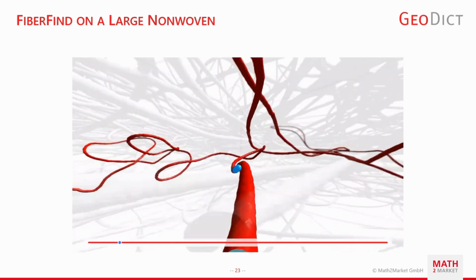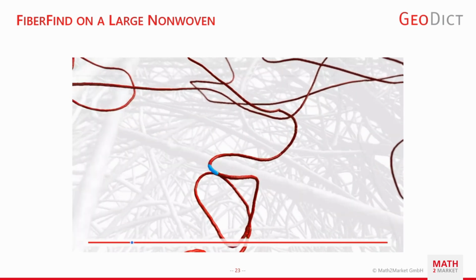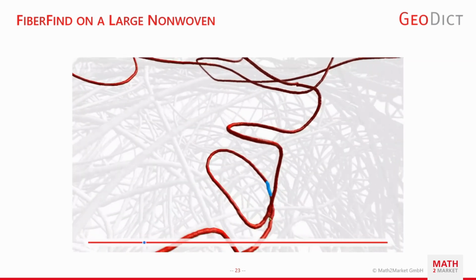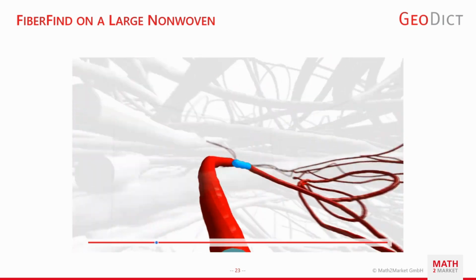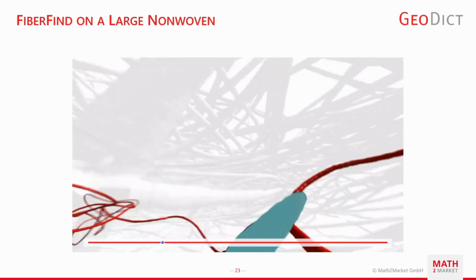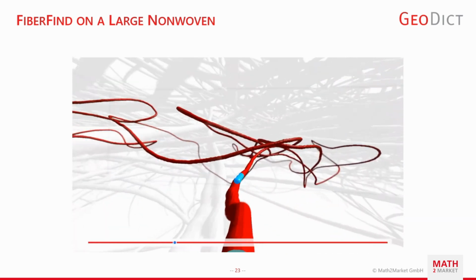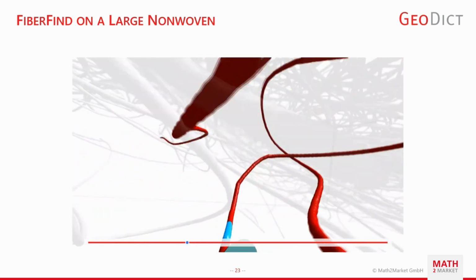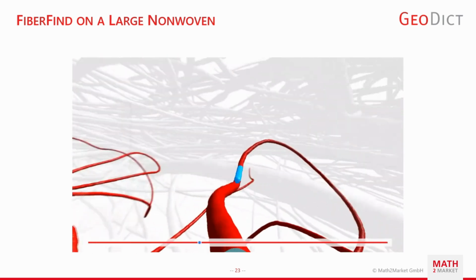We have the fiber separated cleanly from the other fibers, even though it is a very complex geometry. It curls around a lot, it has a lot of contact with other fibers, a bit different from the sample we saw before, where they are all constantly in contact. Now we have random contact points with different fibers. And as you can see, FiberFind did very well here.